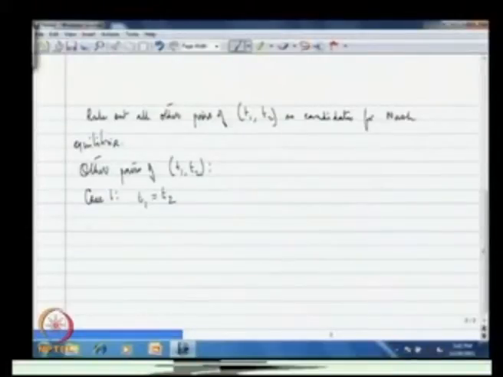So, why is T1 equal to T2 not a Nash equilibrium candidate? If T1 is equal to T2, then each player has a profitable deviation.